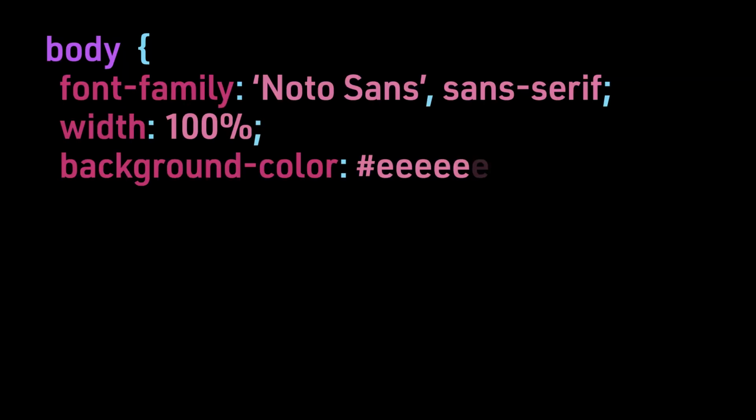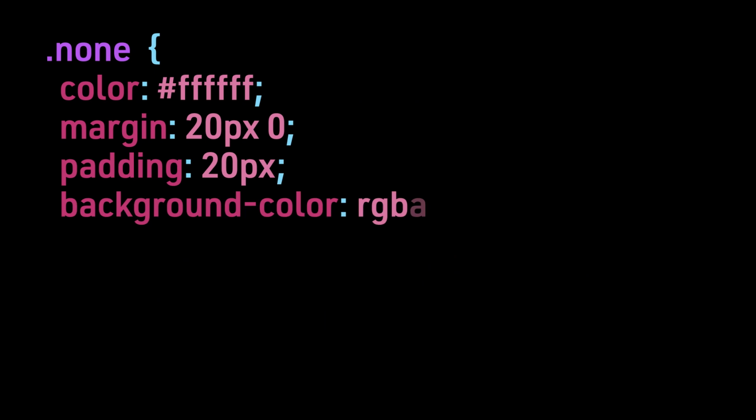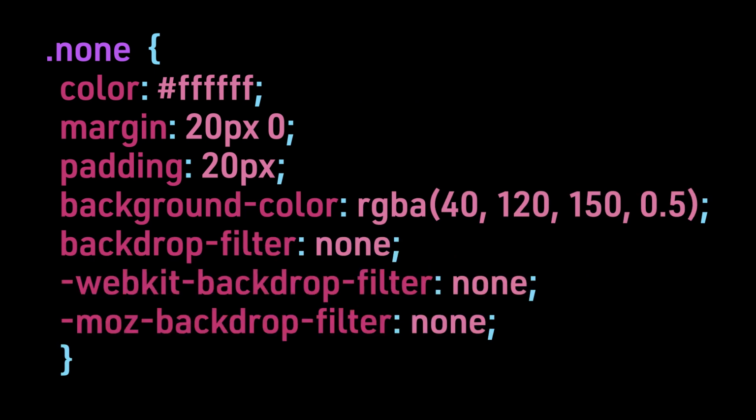Now let's look at the CSS. First, we are loading a background image into our body. Then we have a div that contains a background color with a 50% transparency. The first option is a backdrop filter set to none. We're using our prefixes to help the Safari and Firefox browsers recognize the property.